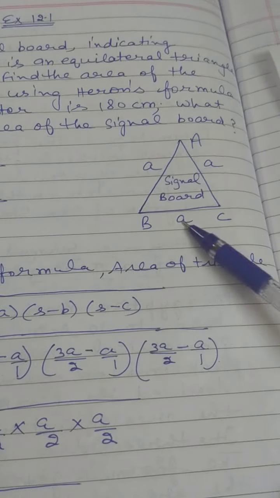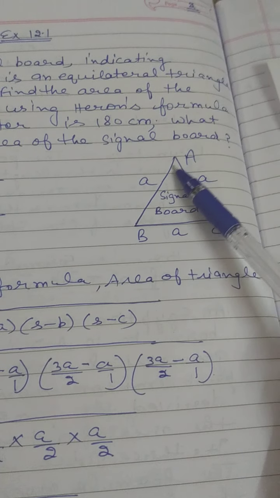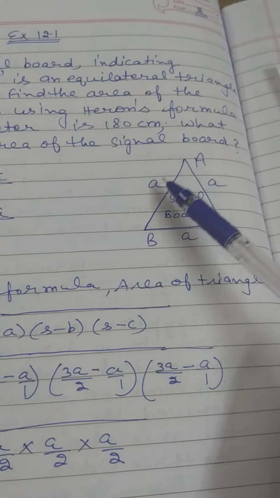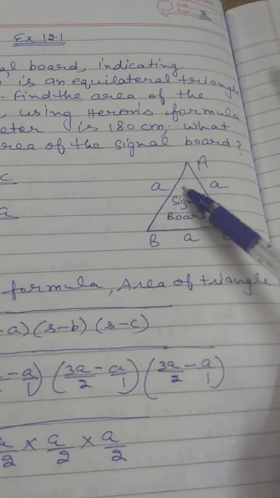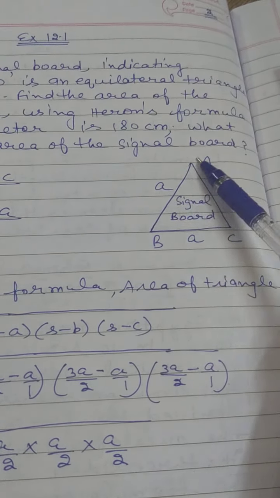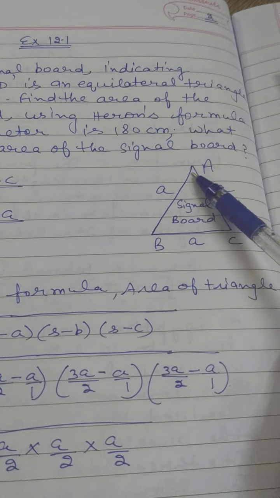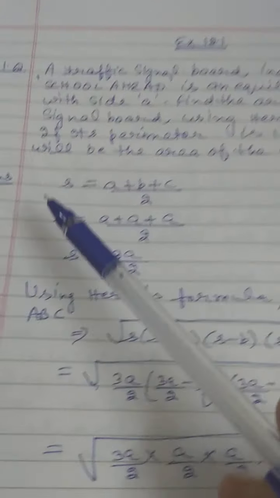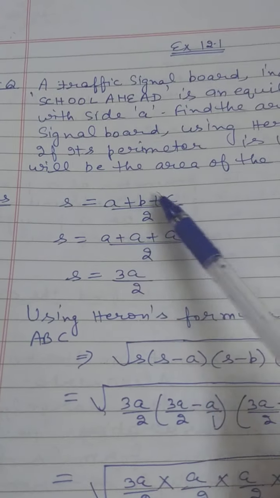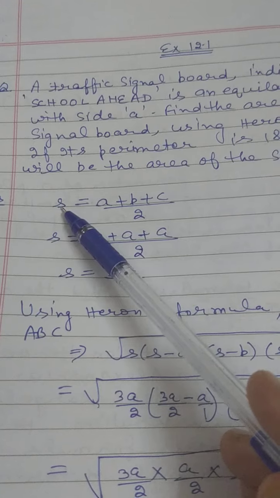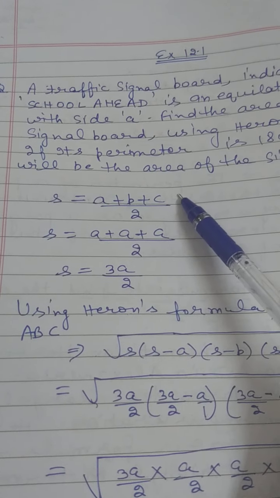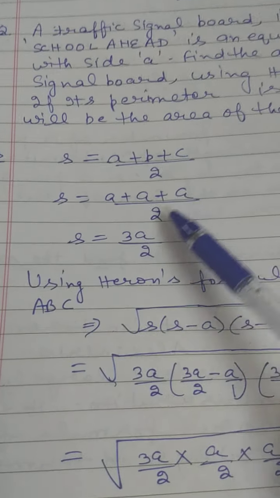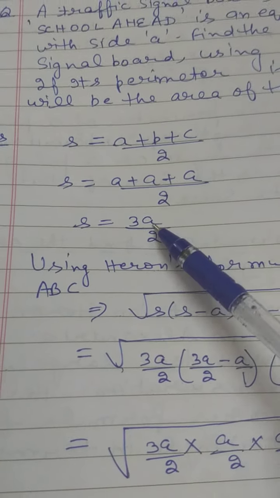We are given a traffic signal board, an equilateral triangle of side a. ABC is an equilateral triangle of side a, meaning AB equals a, BC equals a, AC equals a, because we know that in an equilateral triangle all sides are equal. And s equals (a plus b plus c) by 2, s is called the semi-perimeter. All three sides are equal to a, so s equals (a plus a plus a) upon 2, that is 3a upon 2.